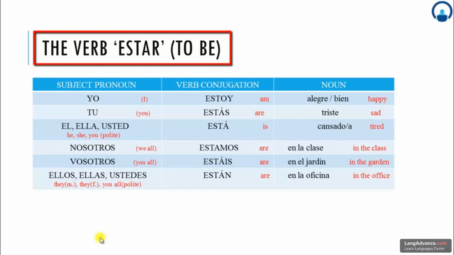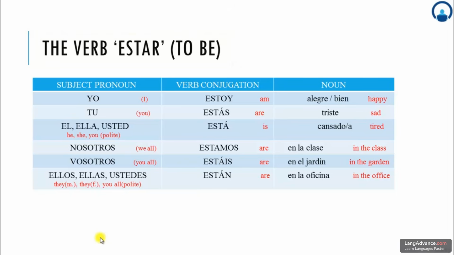So what's the difference between the two? Now get this difference very clearly in your mind. If you want, you can take out your notebook and first jot this table down and then compare the verb ser table and the verb estar table. First we'll try and understand what this table means, what the verb estar means, and then we'll try and get the difference between the two.